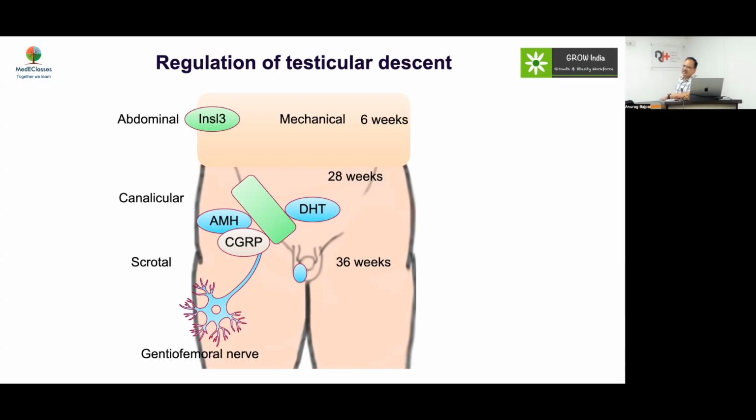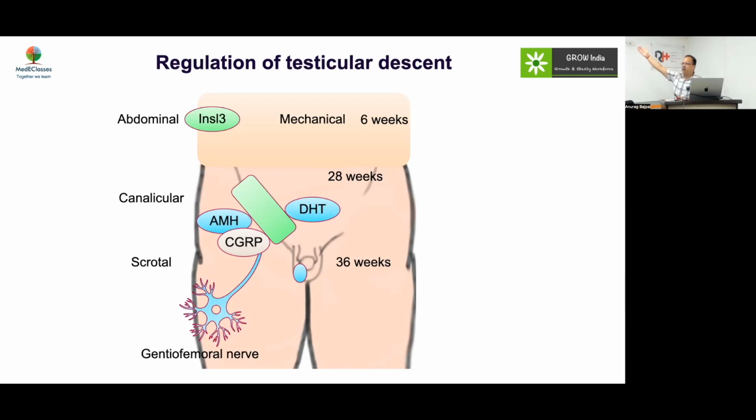So by around 36 weeks, you will have the scrotal phase. As we always say, if you are born prematurely, you will have less calcium and therefore the risk of hypocalcemia is more. You will have less glycogen storage, so you will have a risk of hypoglycemia.